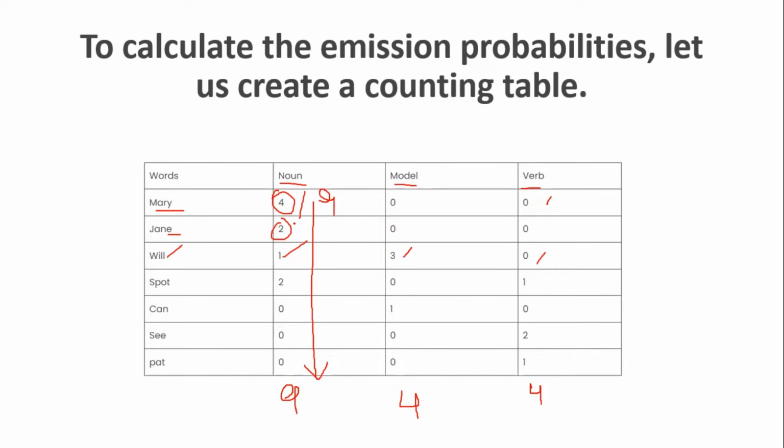So the first case will be 4 by 9, and the second one divided by 9, 2 by 9. Third one divided by 9, 1 by 9, 2 by 9. Similarly here, divide 3 by 4 and it will be 1 by 4. And the last one, verb, divide 1 by 4, the sum of the column values, 2 by 4, and here it is 1 by 4. So this is nothing but emission probability.